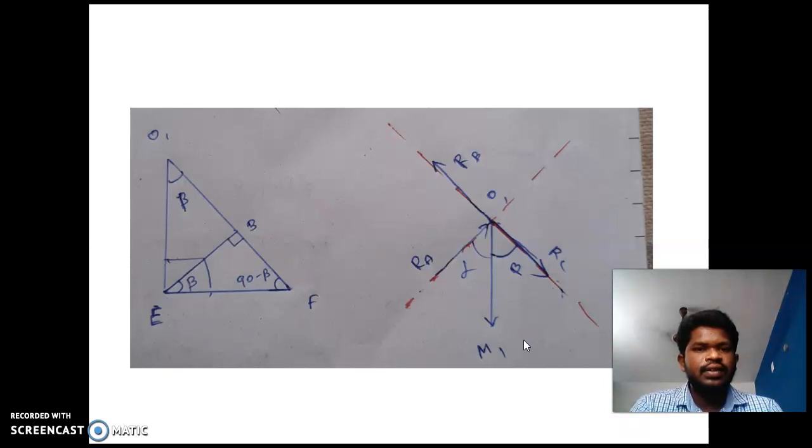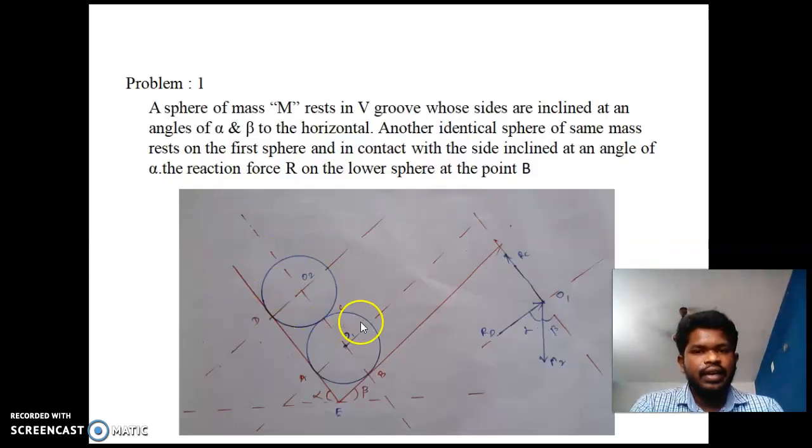So next, this diagram is the free body diagram of sphere 1. We first identify the weight force. The weight of sphere 1 always acts through the center of mass, through the center point of the sphere. Then the reaction force is developed at point A, at point B, and at point C.